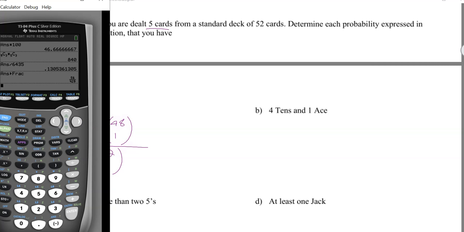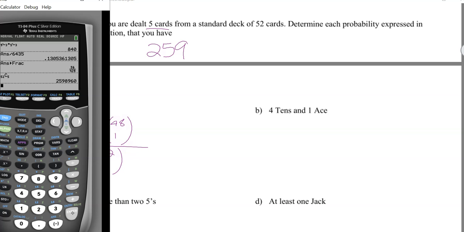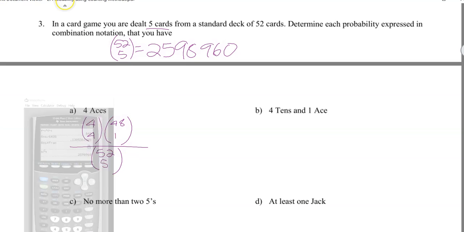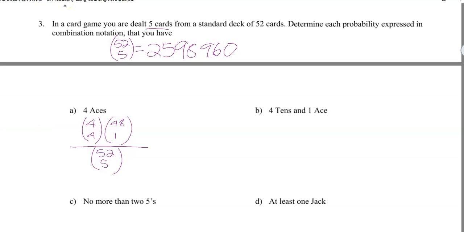And just to put in perspective, we're not using this here, but for a 5 card game, 52 choose 5 is 2,598,960. So any 5 card game you're playing, there are 2,598,960 possible combinations. Remember, combinations are where order does not matter.